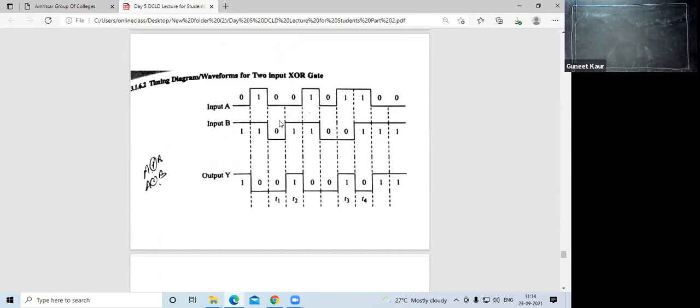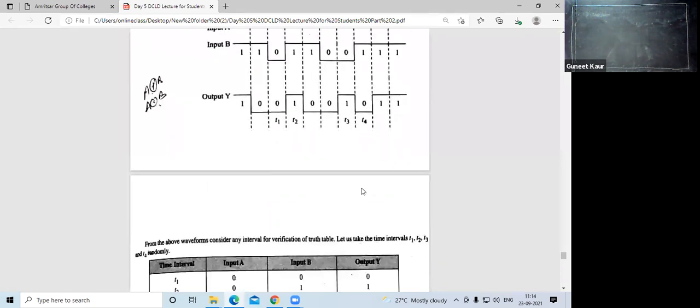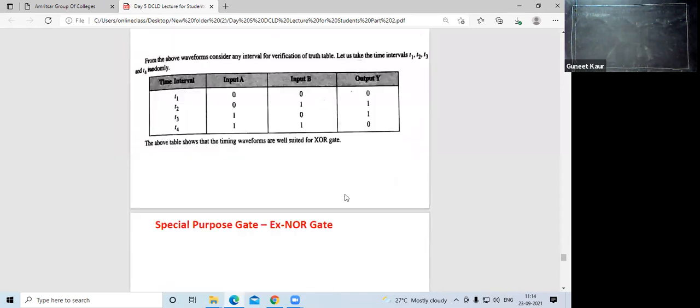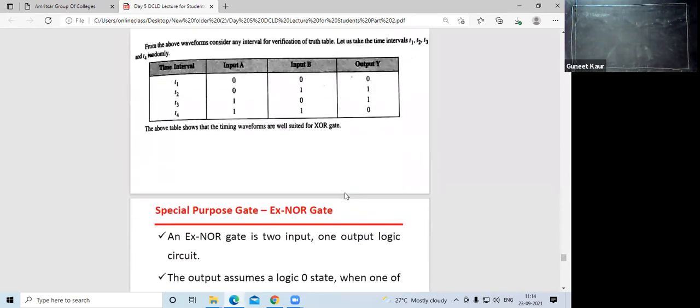So at the T1 you will see 0 0, output will be 0. You have to draw the output as 0. If at the T2 0 1 combination is there, then output is 1. Then if 1 0 combination is there, output is 1. But in the case of last at T4 1 1, then output will be 0. Okay, according to the truth table. So 0 0 0, 0 1 1, 1 0 1 and 1 1 is your 0. Okay, this was your XOR gate.